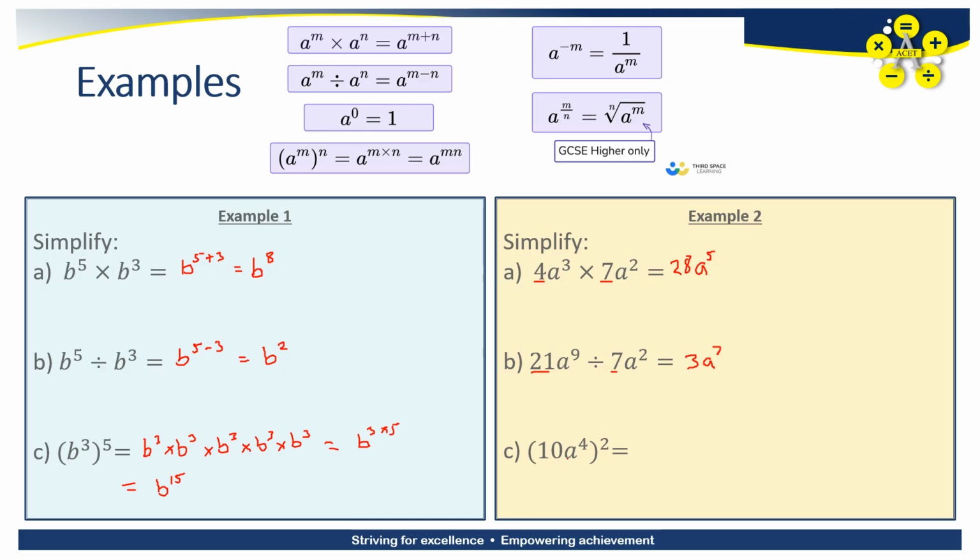Finally, down here, there's 10a to the power of 4, all squared. Remember what this means. Everything in this bracket is being multiplied by itself, we're squaring it. So this is doing 10a to the power of 4 multiplied by 10a to the power of 4. So we need to do that 10 squared, that 10 times 10, which gives us 100.